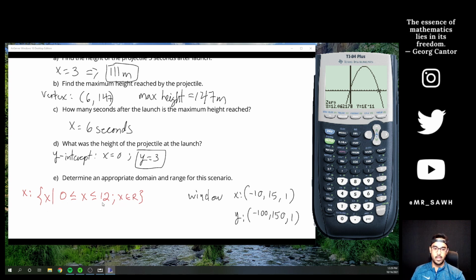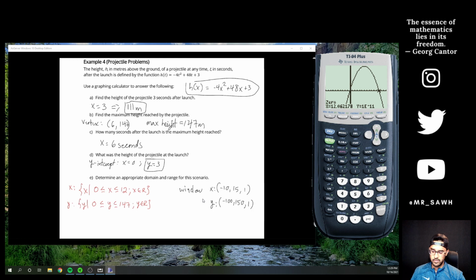So there's my domain, and for y, it's the set of y values given the restriction that, again, the minimum height is 0. It hits the ground, so y has to be greater than or equal to 0, but it has to be less than or equal to my maximum value of 147. Right, that was from my vertex. If that's the maximum, it can't go bigger than that. Okay, so there's my y value there.